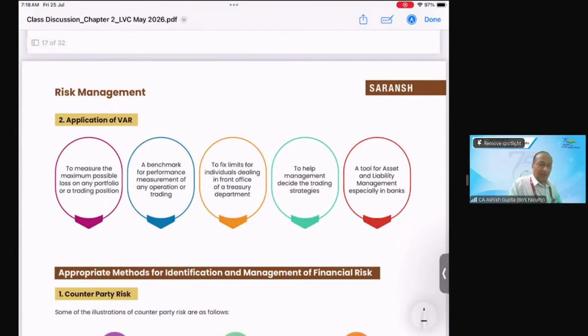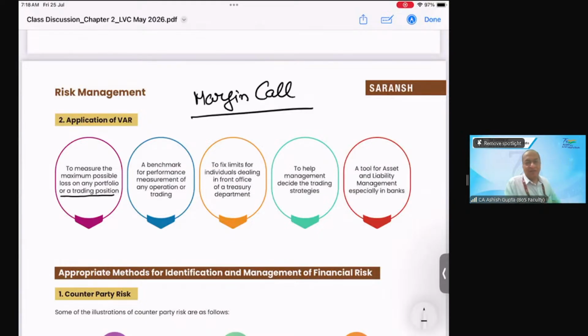Next comes why we use it. First of all, it can be used to measure the maximum possible loss on any portfolio or trading position. Generally this is used by investment bankers. I will suggest one name: there is a movie based on this concept, called Margin Call. In this movie, an investment bank came to know that the company's portfolio was carrying a very high level of risk that would wipe out their equity as well. So this movie is based on this concept of value at risk.